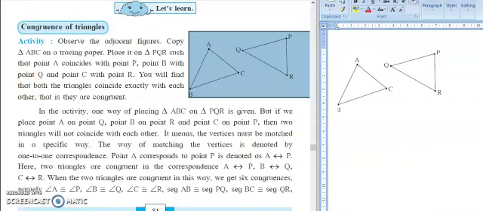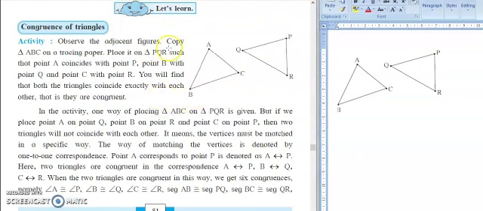Congruence of triangles. Here one activity is given and you have to perform it as homework. Observe the adjacent figures. Here two figures are given, triangle ABC and triangle PQR. Copy triangle ABC on a tracing paper. This is triangle ABC, so the same triangle you have to copy on the tracing paper. Put the tracing paper on this figure, and then you can see triangle ABC through the tracing paper. You have to copy the figure as it is.